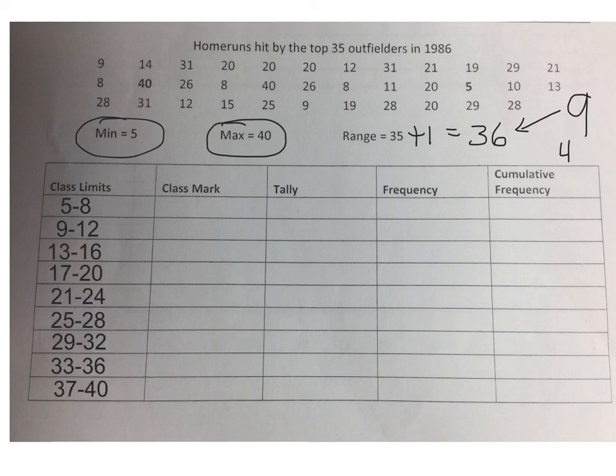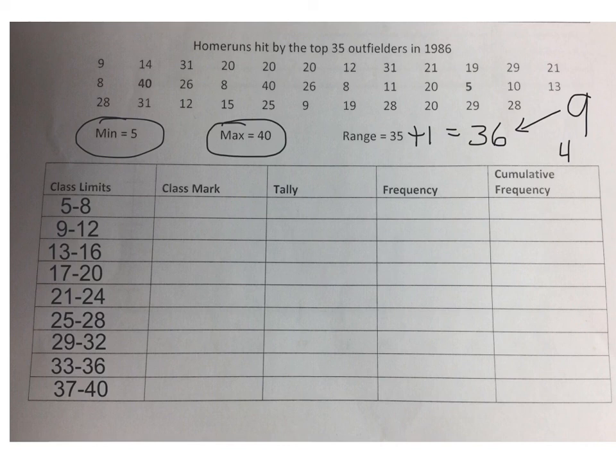So now we have all our class limits. How are we going to find our class mark? The class mark is going to be essentially the middle of the class. It's going to end up being your median between 5 and 8, if you will. So to find it, all you're going to do is add your min and your max and divide by 2.